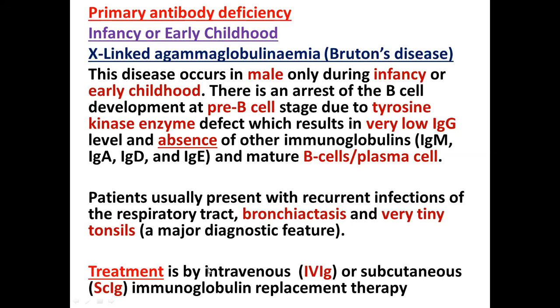Now, treatment is to give intravenous immunoglobulin or subcutaneous immunoglobulin as a replacement therapy. Look at the words replacement therapy. نعوض المريض عن نقص الاي جي جي اللي عنده ونقص او انعدام وجود بقيه الاميونوغلوبولين.